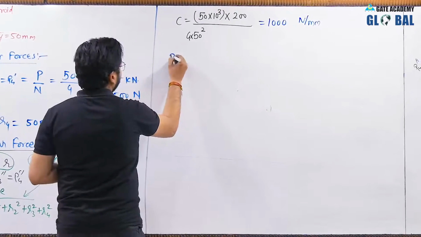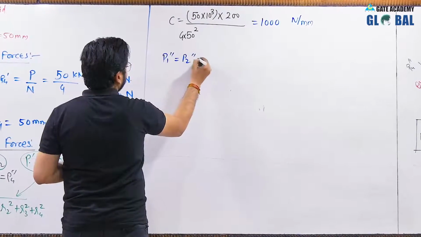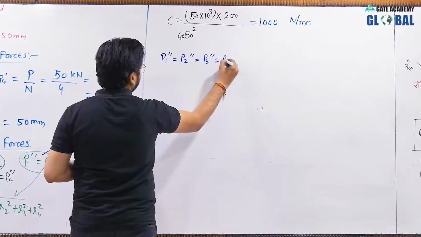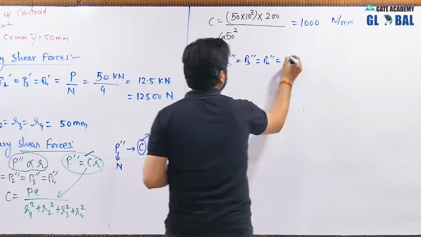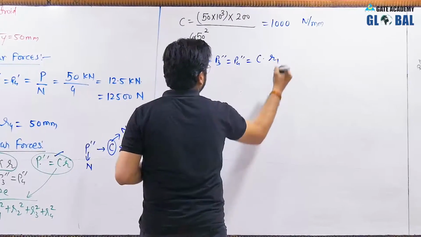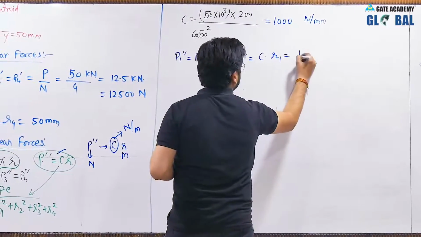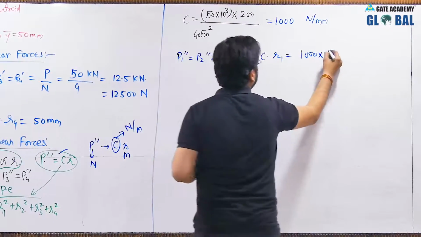Now we can calculate P1 double dash, which is equal to P2 double dash, which is equal to P3 double dash, which is equal to P4 double dash, as C into R1, okay. So this will be 1000 into R, that is 50.